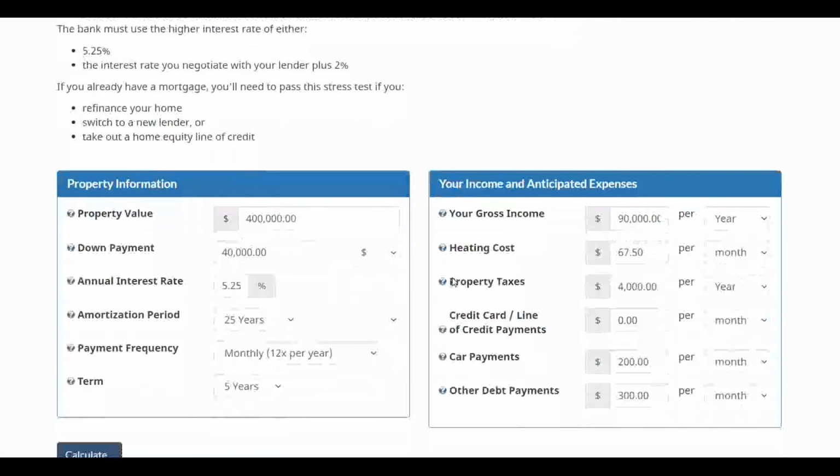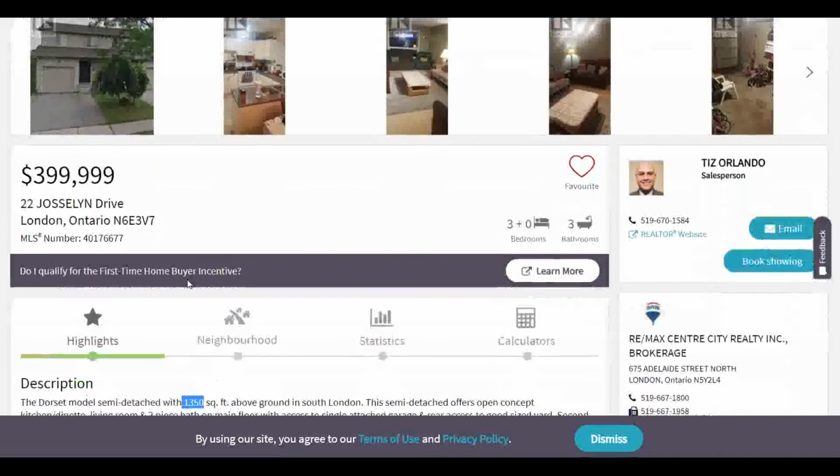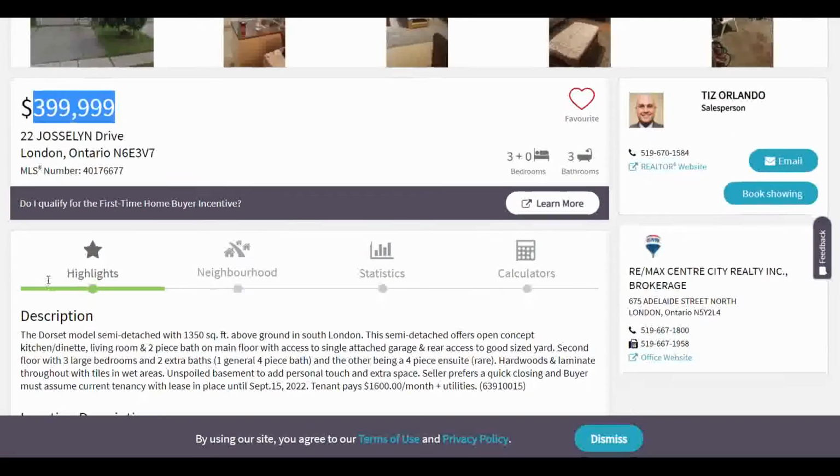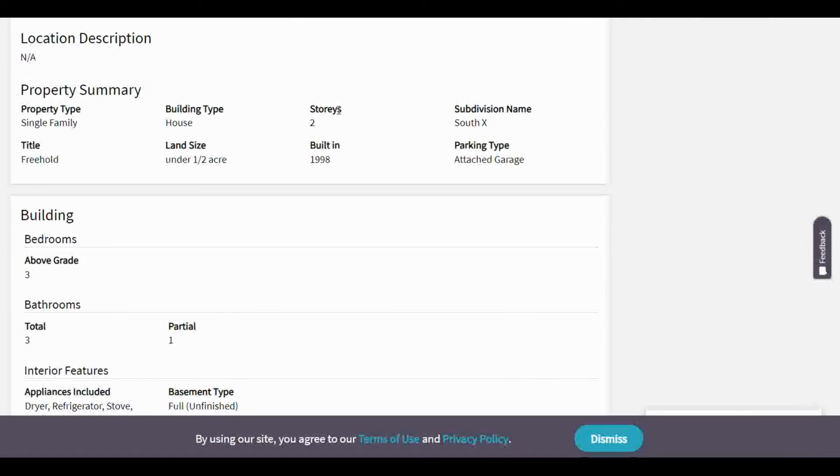So for this scenario, we're going to be using a property value of $400,000. I did take a quick look at one of the properties on the market here. This is in London, Ontario. $399,999, so we're going to do $1 over the asking price. A couple of numbers that we want to find on the page are the square footage, and we also want to find some tax information, but it wasn't here. So I'll show you a way to get around that if they don't provide you with any tax documentation.